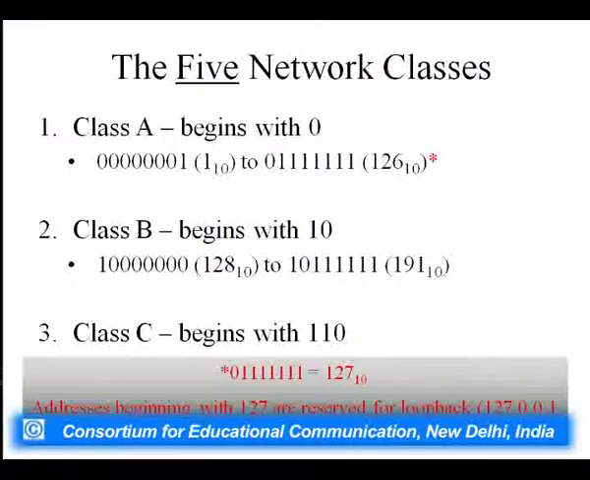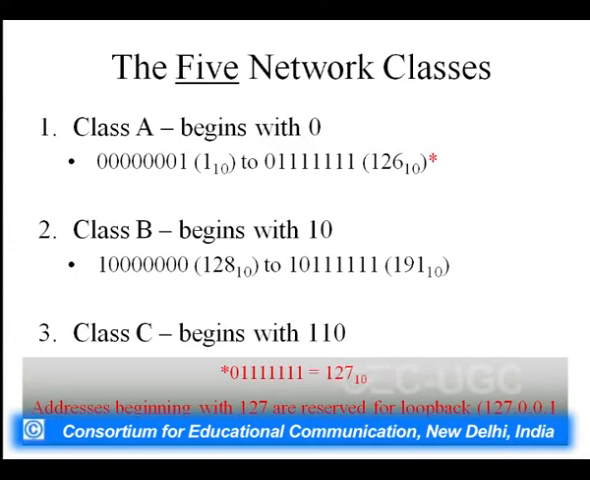Now, look at this, why is 127 missing? I said class A is from 1 to 126, then I begin with 128 to 191, so 127 is missing there, and then class C I said 192 to 223. There is a continuity in B and C, but there is a discontinuity between A and B, that is 127 is missing. Why? Because this address is reserved for a very specific purpose.